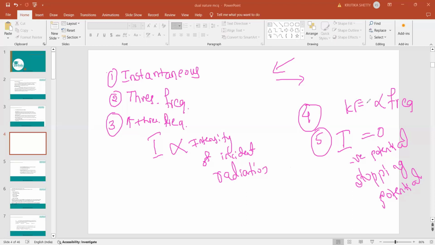So again, the fourth point is, above the threshold frequency, the kinetic energy is directly proportional to the frequency of the incident radiation. The fifth point is, the photoelectric current becomes zero for some negative potential. That negative potential is called the stopping potential. So these are the 5 points regarding the photoelectric effect. If any doubt is there, please ask.